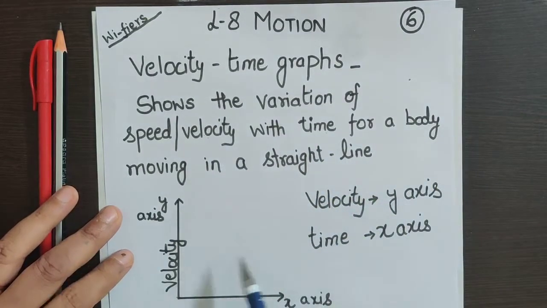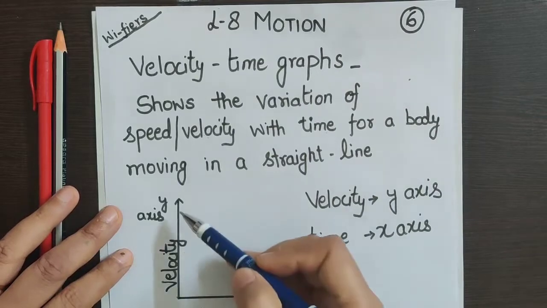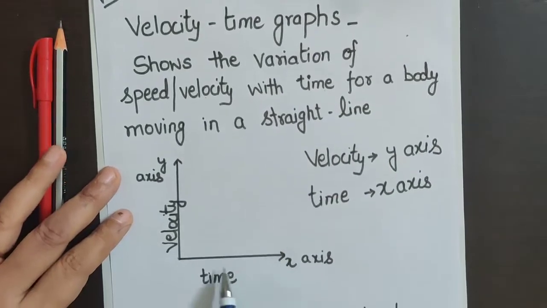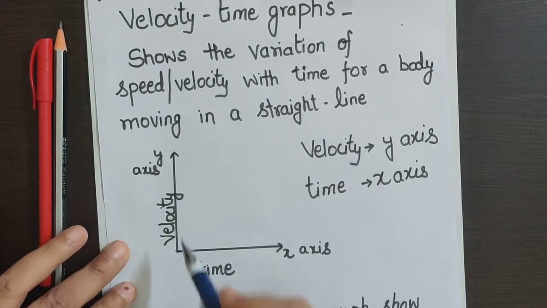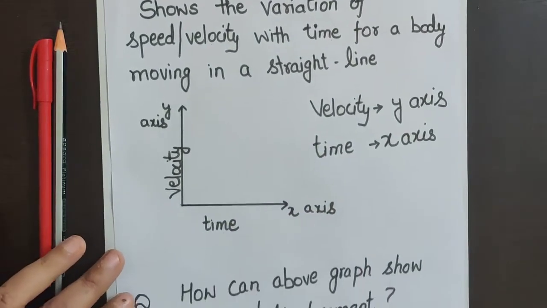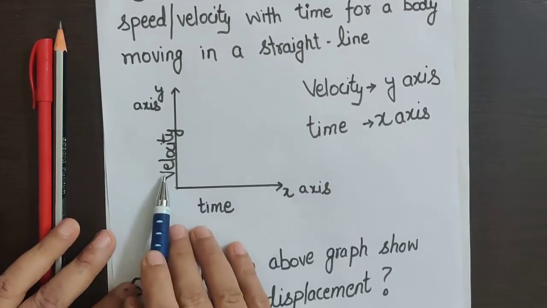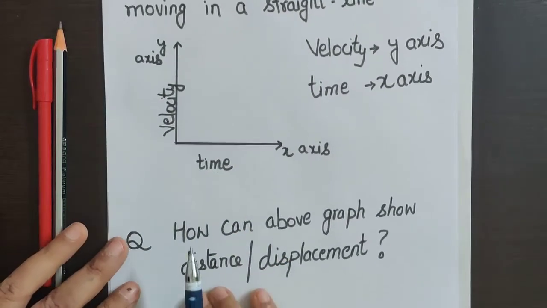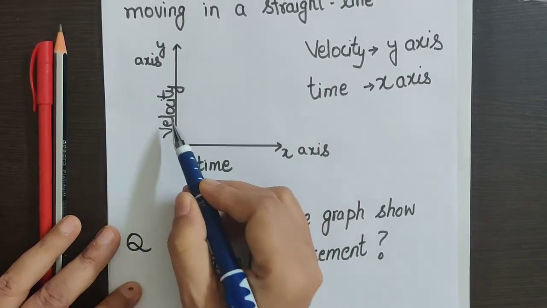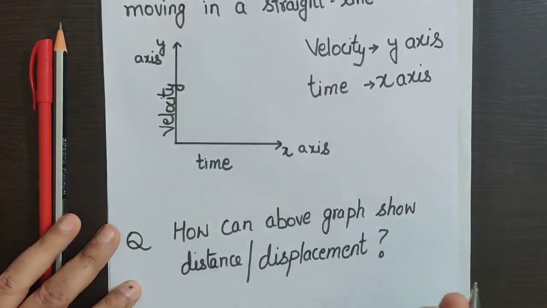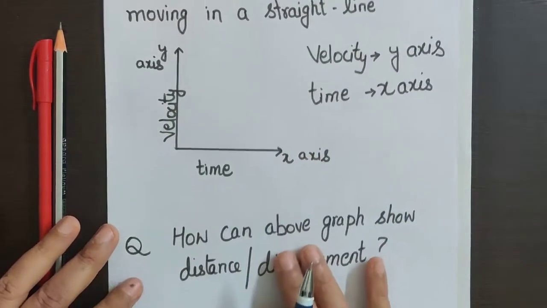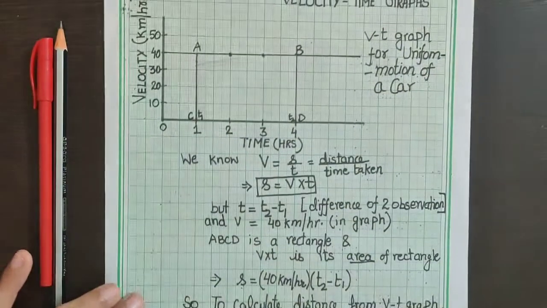See, there are two axes of the graph, the y-axis and the x-axis. On the x-axis, I am going to take time, and on the y-axis I am going to take velocity. See, in this graph I am showing only velocity and time, but there is no distance or displacement here. How will I find distance or displacement from this graph where the distance and displacement is not at all given to you? Let us now find out.